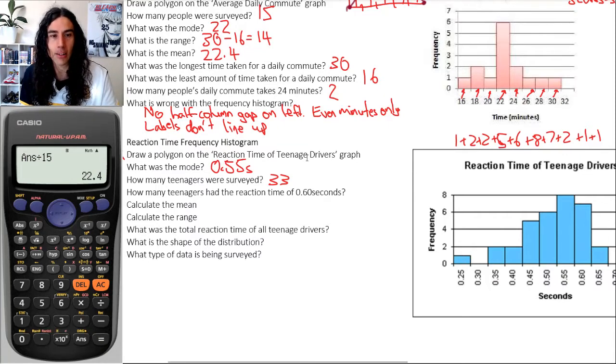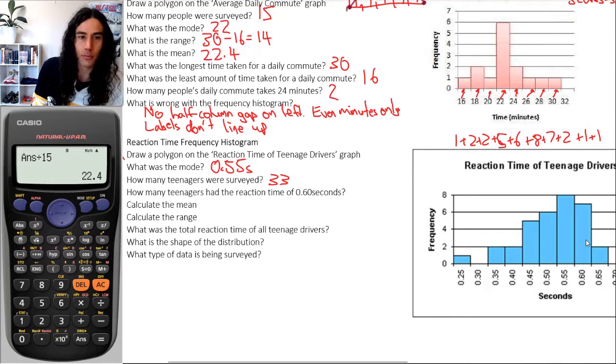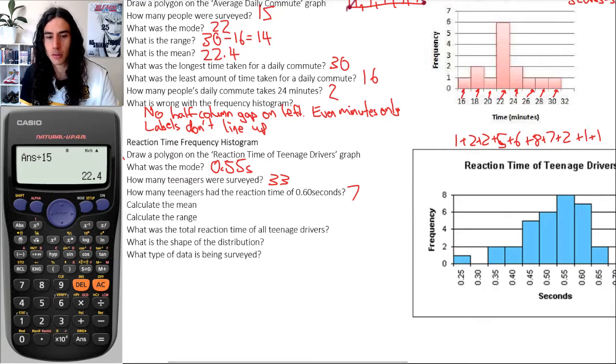Good. How many teenagers have reaction time of 0.60? Over here, 7. Mean, same thing in the calculator. What we have, you have to say, well, those are 0.25, and then there are 2 lots of 0.35, and 2 lots of 0.4. I don't need to put 40, that's not necessary. 5 lots of 0.45, and then there's 6 times 0.5, and then there's 7 lots of 0.6.